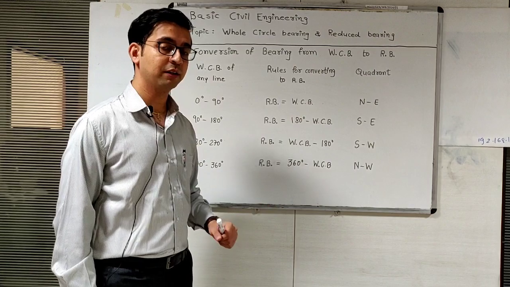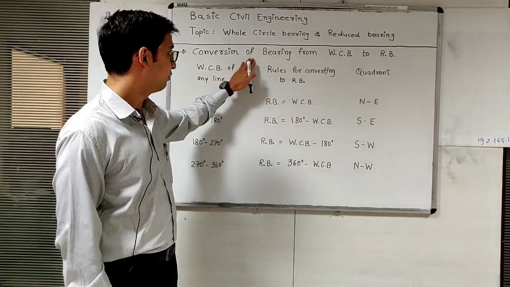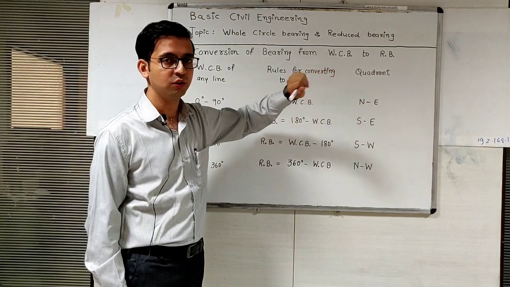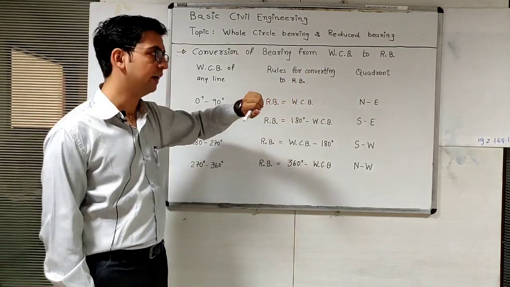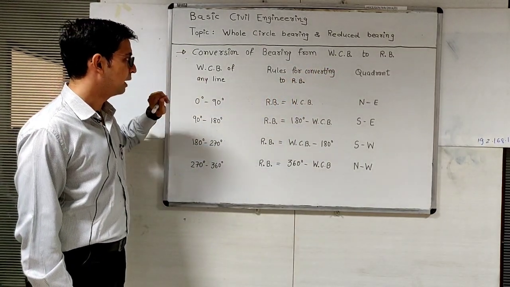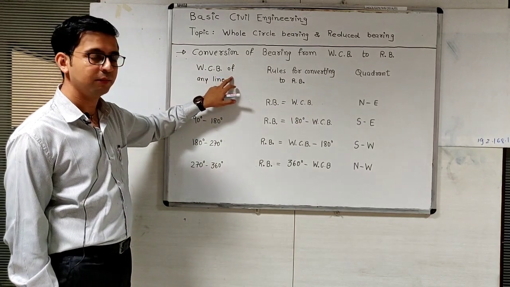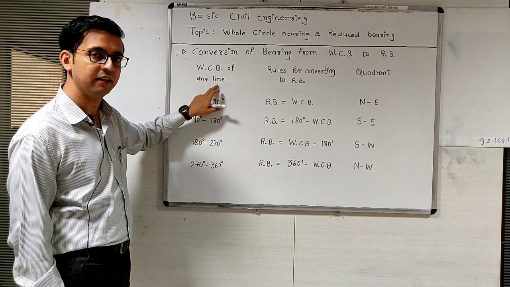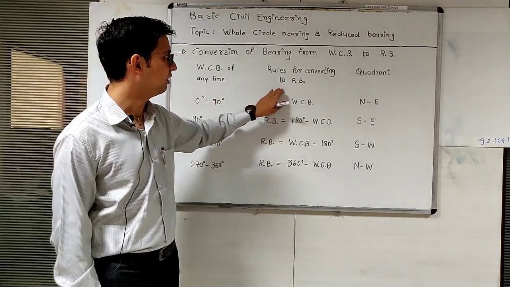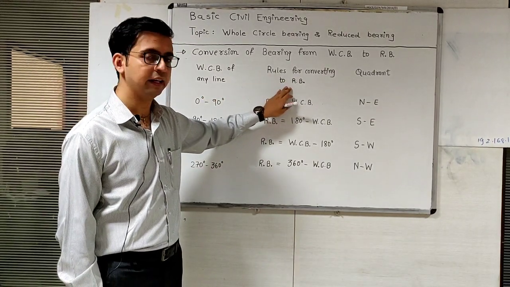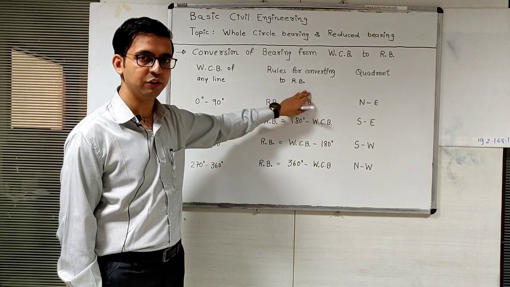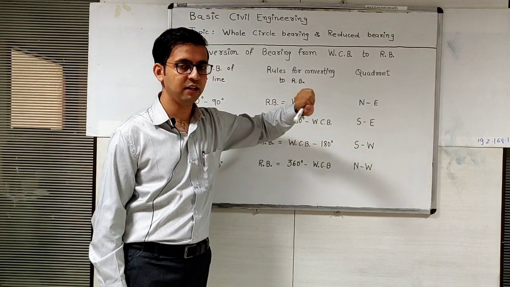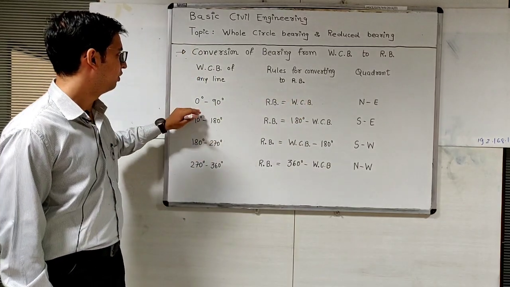Next part of the session is conversion of bearing from whole circle bearing to reduced bearing. For that, see this table with 3 columns. In the first column, data of the whole circle bearing of any line is given. In the second column, rules for converting this whole circle bearing to reduced bearing, and in which quadrant this line will lie.